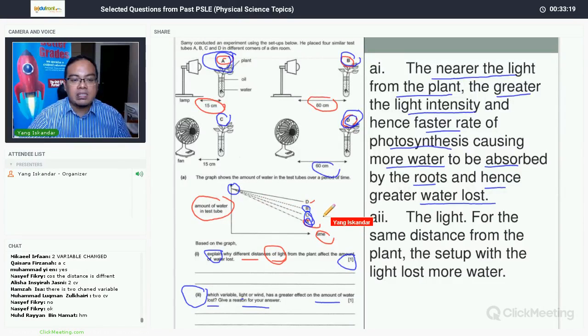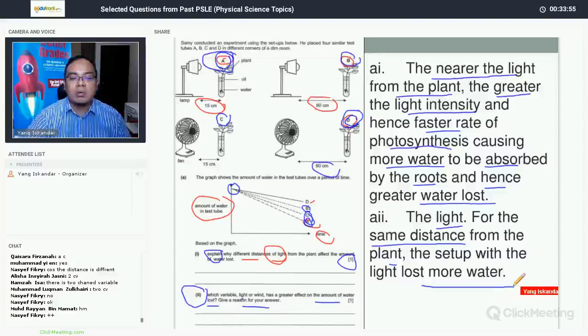Now, if you take a look at setup A and C, in setup A, it decreases more than in setup C. So, given the same distance of the lamp and the fan from the plant, in setup A, the amount of water loss is greater, right? So we can answer here, which variable, light or wind, has a greater effect on the amount of water loss? The answer is obviously light. Why? Because for the same distance from the plant, so very important that you put this, the setup with the light lost more water.